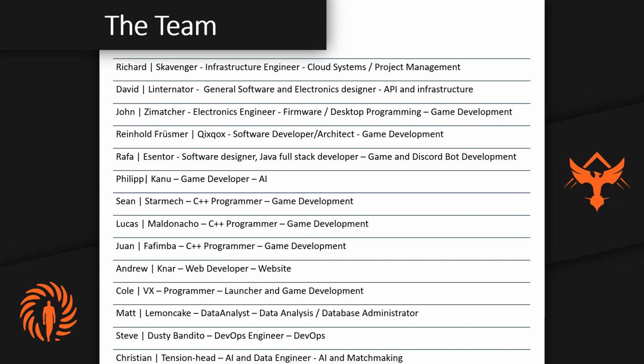Lucas Maldonado, also a C++ programmer. He's currently working on our towers. When I say towers, I mean towers, cores, and inhibitors. That's a bigger job than it sounds, to be honest. I'm going to get into that in a minute, because I think we've mentioned the API a lot on our Discord, but we haven't really gone into much detail as to why that's a big deal, and we're going to get into that in a moment.